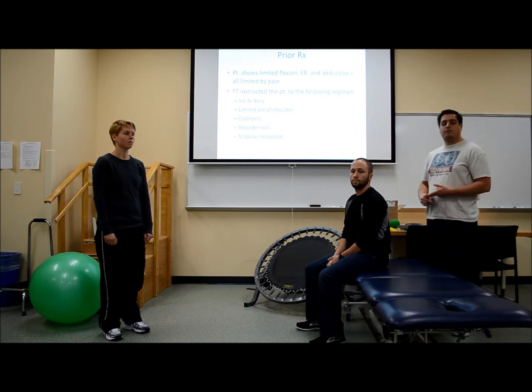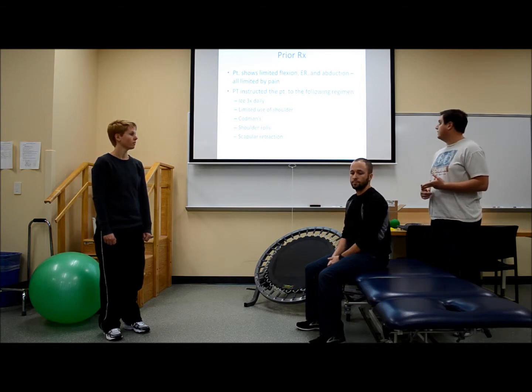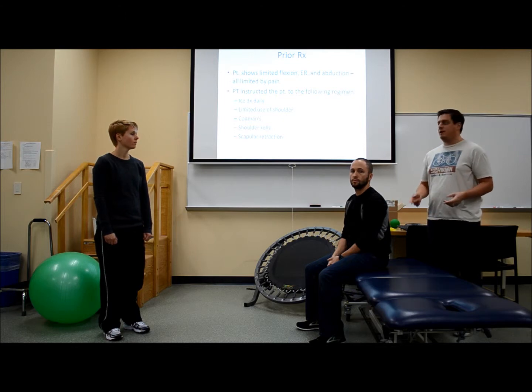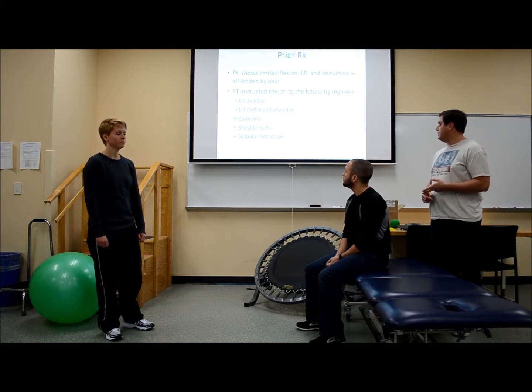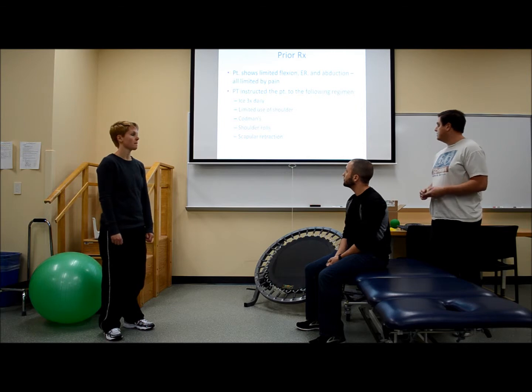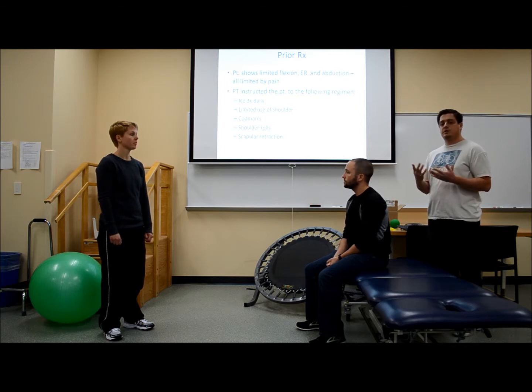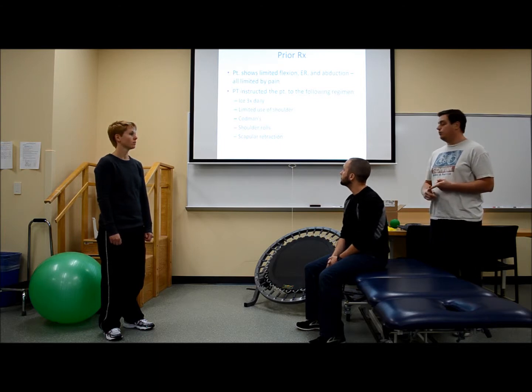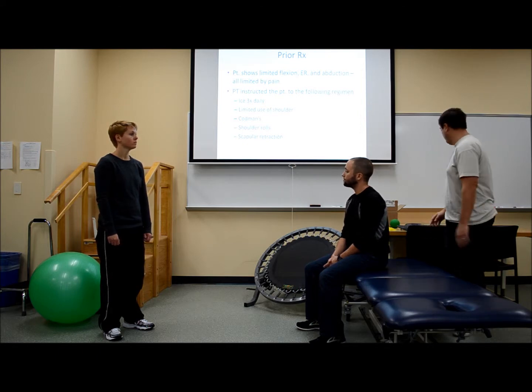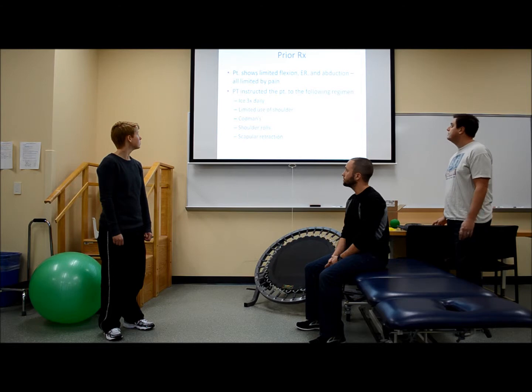So at the initial workup from the PT, the patient showed limited flexion, external rotation, and abduction. All of them were limited by pain, both in active range of motion and passive range of motion. From that, the PT instructed the patient to be icing, to limit how much she's using her shoulder, the Codman's exercise, using a foam roller on the shoulder, as well as some scapular retraction, just to get started and working within that pain-free range.